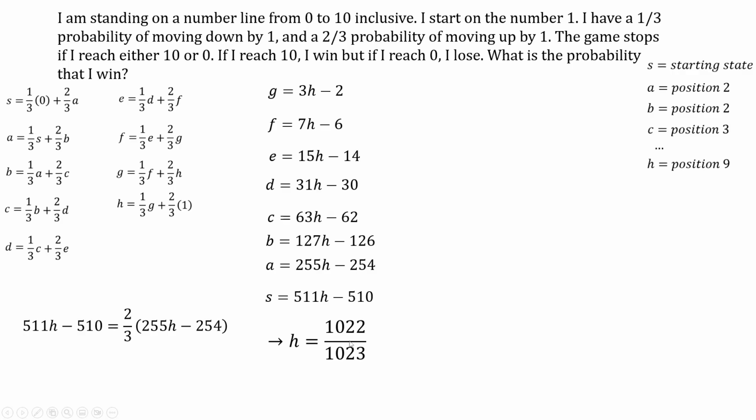So we'll plug this H into here to get what S equals. And if you do that, you'll get 512 over 1023. You don't even need to work out the rest of these, but that tells us that to get from position 1 to position 10, with all this recursion, the probability is 512 over 1023, which is about 50.5%, I think. I'm not too sure, you can check that yourself. But that is the final answer.